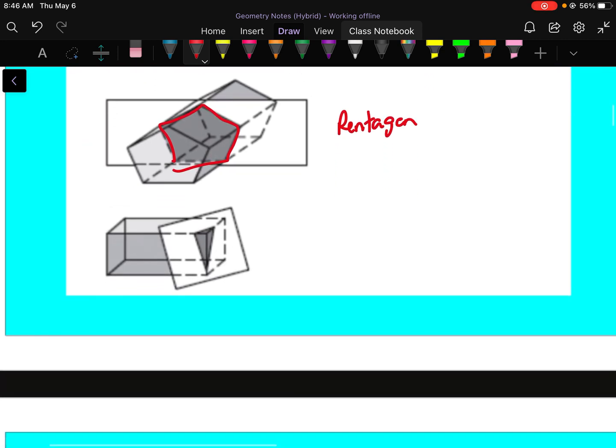And here, if I cut this box-looking shape at a funny angle, I end up forming a triangle. So it all depends on how you cut it, where you cut it, but you're really looking at where those two things meet, the plane and the 3D figure, and what shape is being formed if you were to cut it right there.